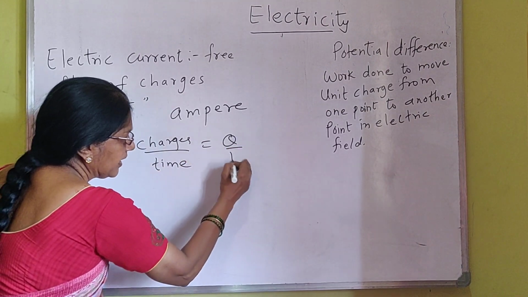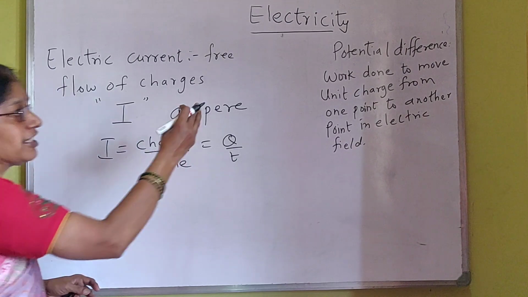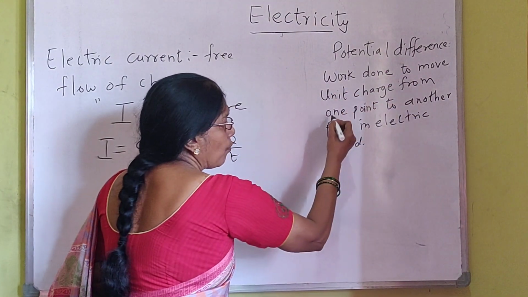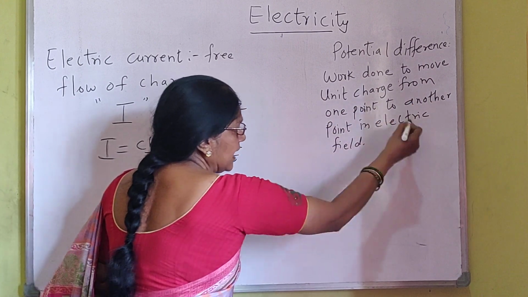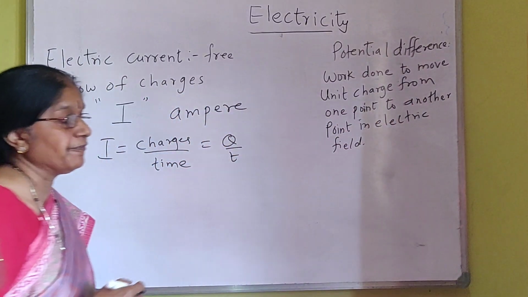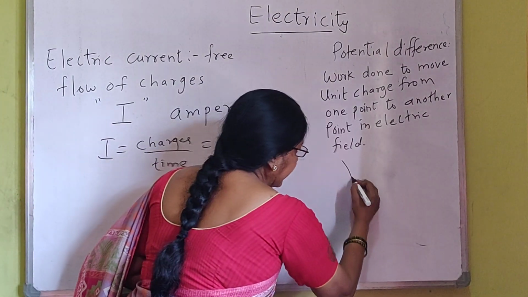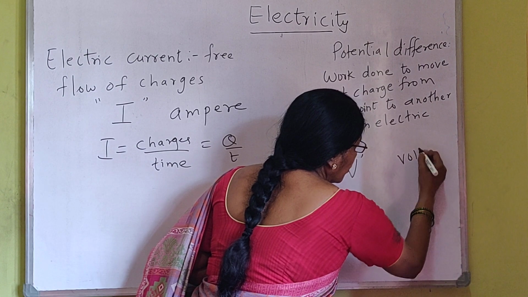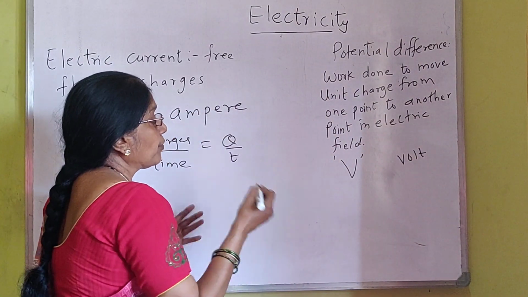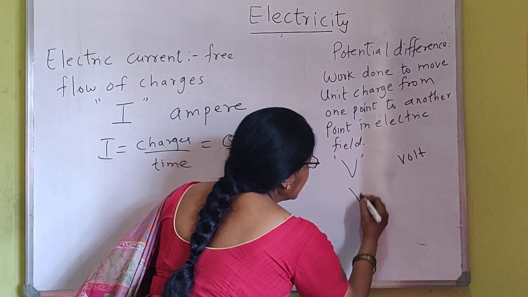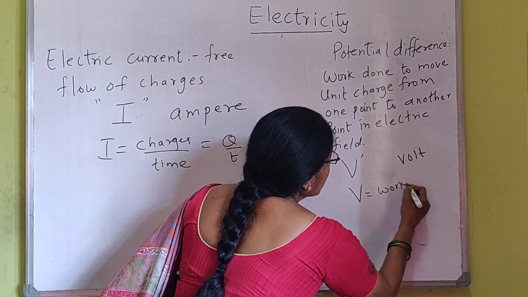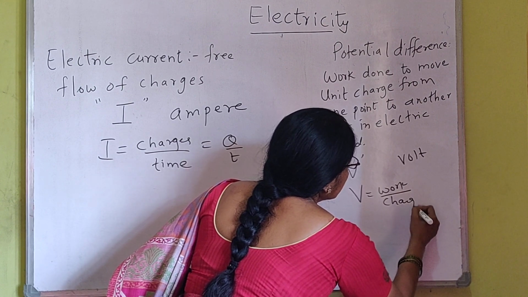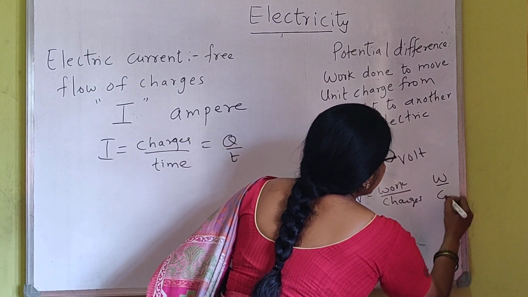Similarly, we saw what is meant by potential difference. Work done to move unit charge from one point to another point in an electric field is called potential difference. It is denoted by capital V and its SI unit is volt. We know how to find out potential difference. The formula used is V is equal to work done divided by charges, which is W by Q.